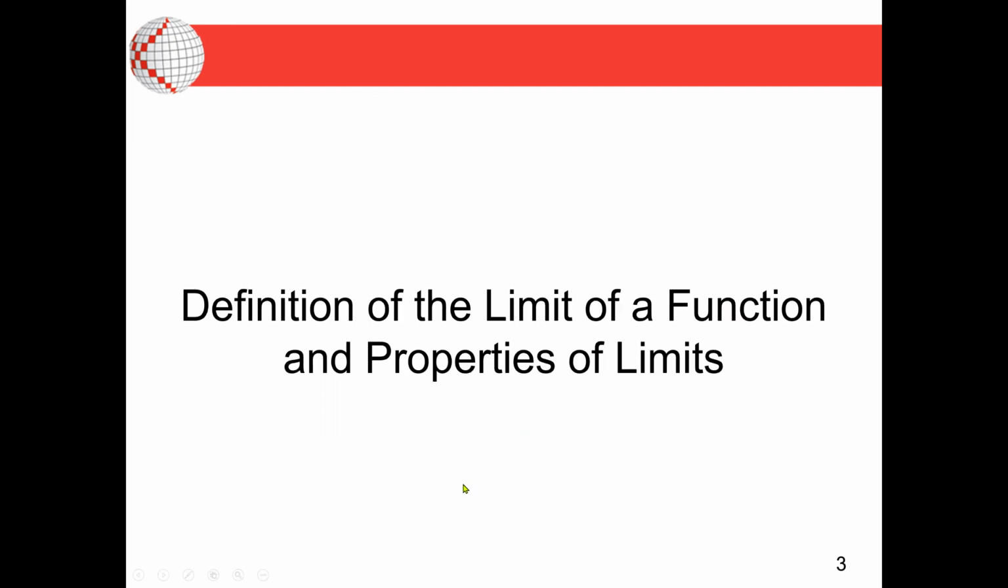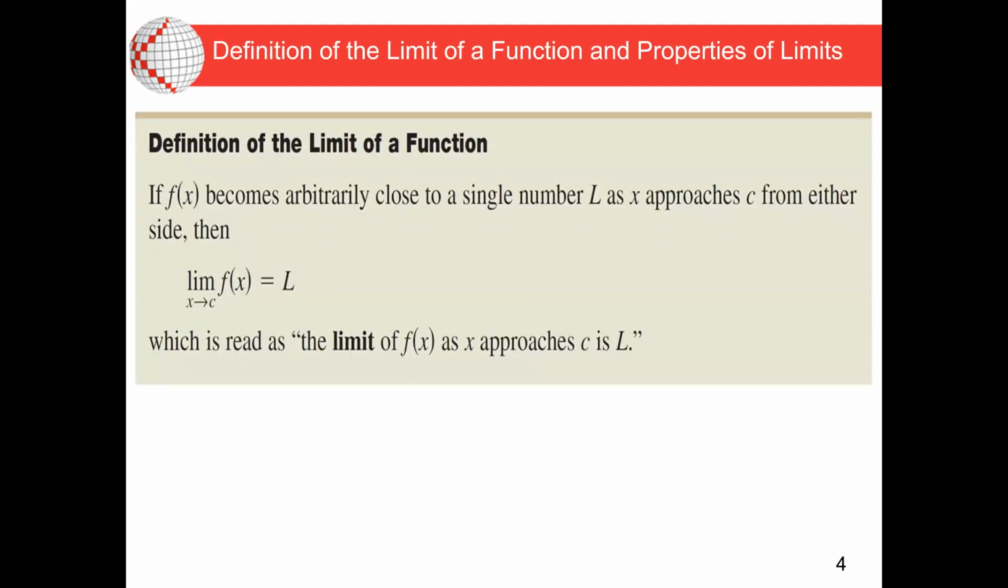So first, we start with the definition of the limit of a function and also the properties. So the definition of a limit of a function, here we say that if f(x) becomes very close to a single number L as x approaches c from either side, then we have a limit as x approaches c, f(x) equal to L. Again, which is read as the limit of f(x) as x approaches c is L.